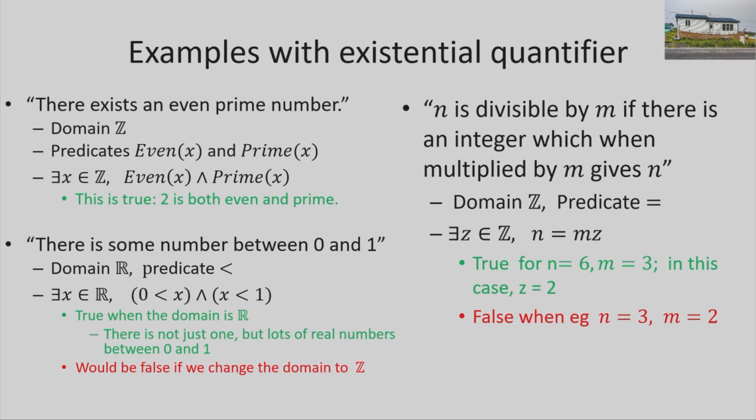So here is a formula. There exists z, n equals m times z. And notice that here n and m are free variables. So we could substitute anything we want there, and depending on what n and m are, sometimes it will be true and sometimes it will be false. So for example, if n is 6 and m is 3, this is true, and z equals 2 is a witness. But when n equals 3 and m equals 2, because we are talking about integers, there is no such z. So the sentence will be false.